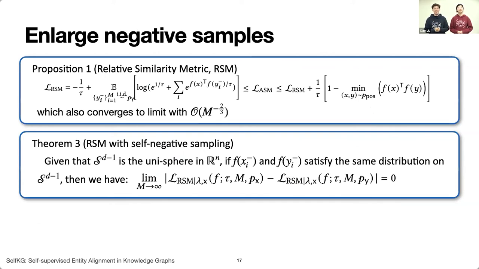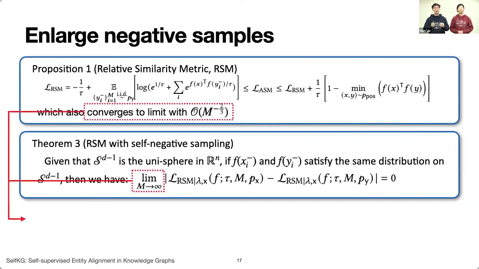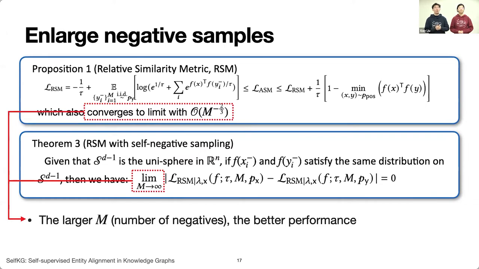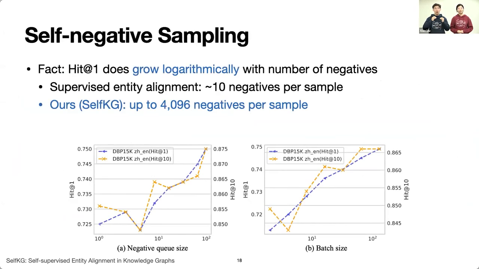And our clever audience may notice that for both our proposition and theorem, they emphasize the importance of the number of negatives. And yet, we find that with more negative samples, the better performance the alignment algorithm will have. We also examine the theoretical discovery in our empirical study and show its correctness. The performance does grow logarithmically with the number of negatives. In previous literature, very few negative samples are involved in the training, usually as few as around 10. Self-KG significantly outnumbers them by using over 4,000 negatives per sample.